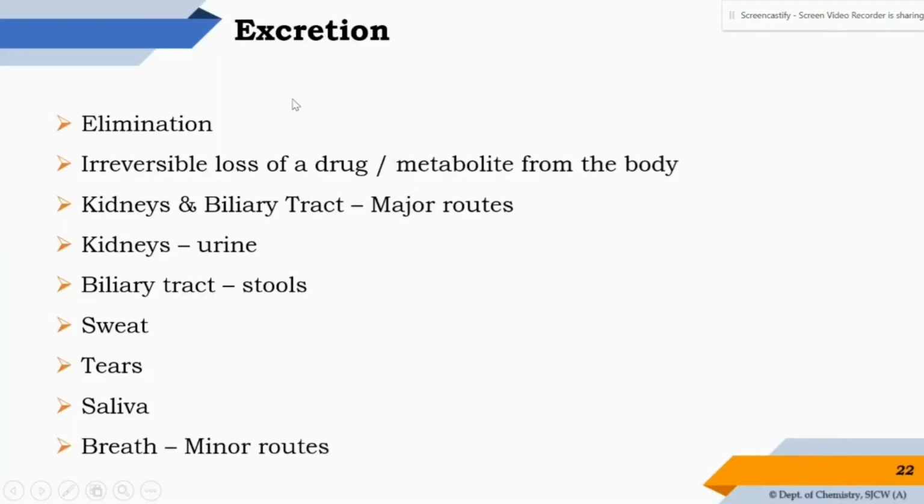We can see finally excretion. Excretion will refer to elimination of the drug from the body. It is the irreversible loss of a drug or a drug metabolite from the body. Now, who are the eliminators? The kidneys, through the urine, or the biliary tract in the form of stools, or the minor routes are sweat, tears, saliva, and breath. But the major loss is through kidneys, and the second one is through the stool.